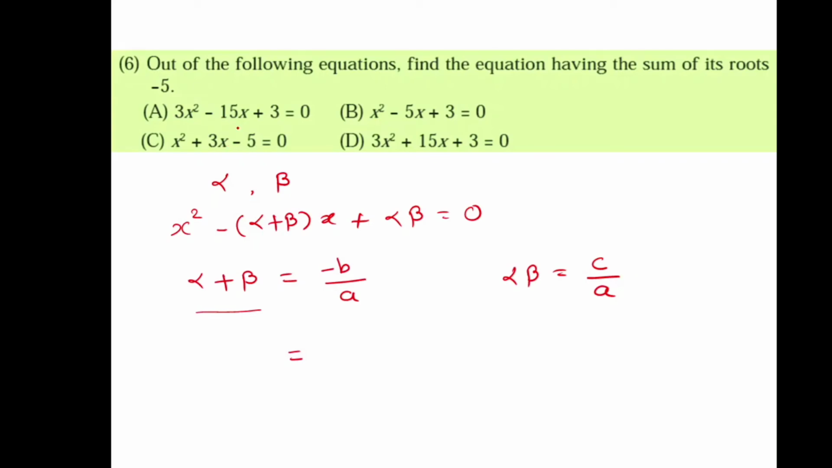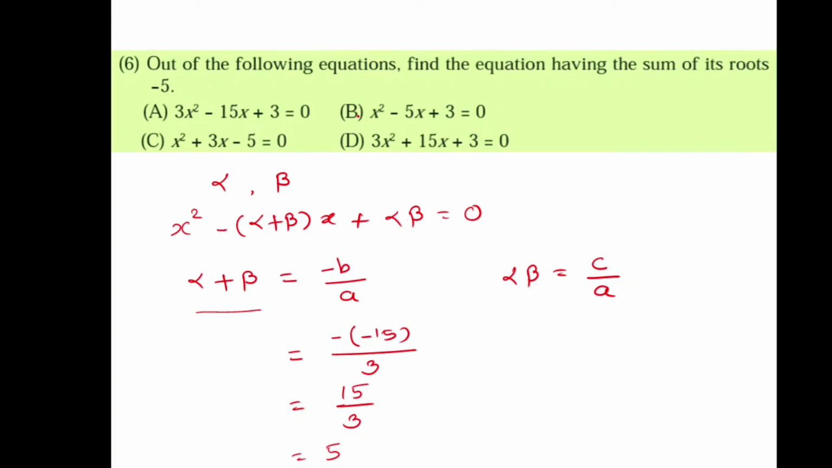So for the first one, minus b is there, so minus, and the value of b is minus 15, so that should be in brackets, divided by a, that's 3. So here we get minus minus plus 15 divided by 3, and if we divide 15 by 3 we'll get 5, but we need here the value minus 5. So for the first equation the sum of the roots is not minus 5.